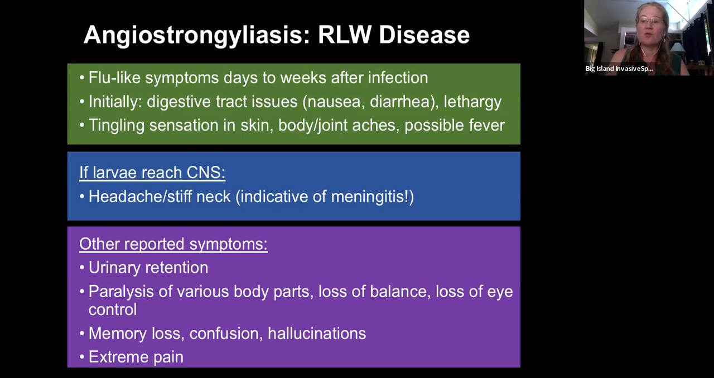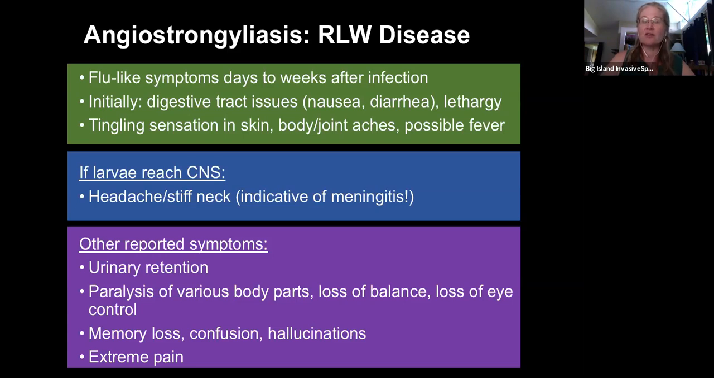Medical professionals who don't see a lot of it, especially if they're on the mainland, a tourist comes here and goes home on vacation, they're going to their doctor. The doctor has no idea what this is, has never heard of this disease. But some of the more common symptoms reported among a lot of the folks who've had rat lungworm: urinary retention, paralysis of various body parts, loss of balance, lots of reports of impacts to the eyes, and then memory loss, confusion, hallucinations, things that would happen when you're having damage being done to the brain.